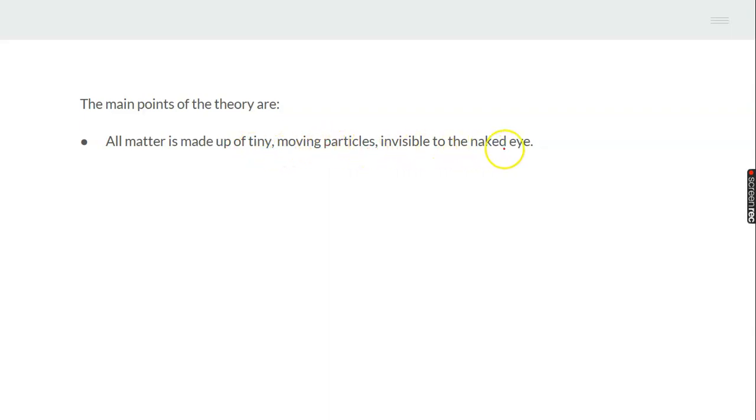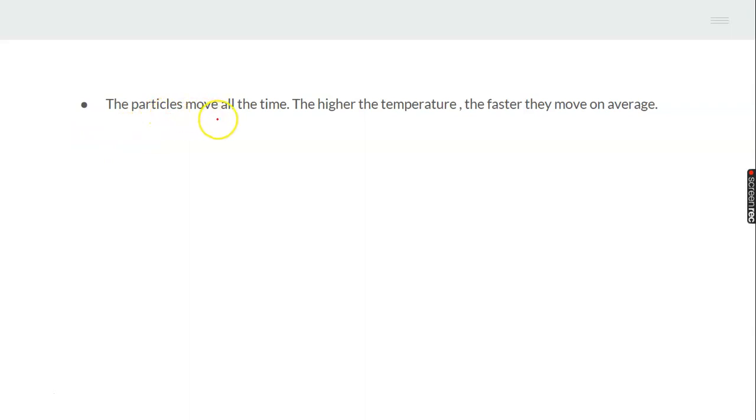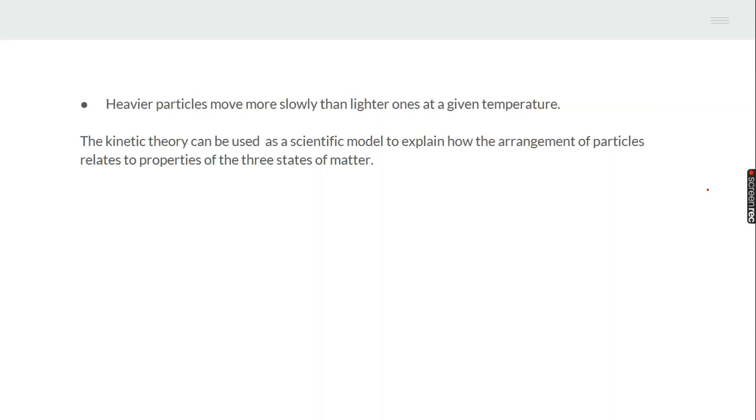Tiny moving particles invisible to the naked eye. They are tiny, and they are continuously moving, and they are invisible to the naked eye. That means you can't see them with your eyes. The second one is that the particles move all the time. They continually move. They possess energy in motion, which is kinetic energy. The higher the temperature, the faster they move on average. That's when you're talking of their average kinetic energy. Then the third one is that heavier particles move more slowly than lighter ones. That means the speed at which the lighter ones move is higher than the heavy ones.